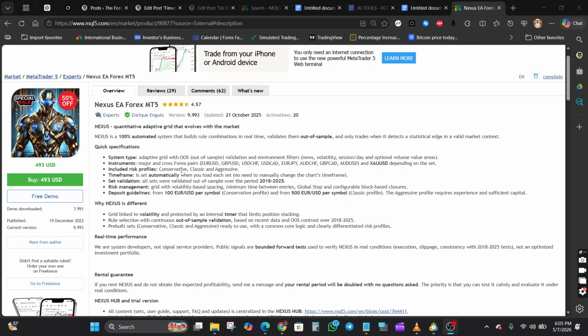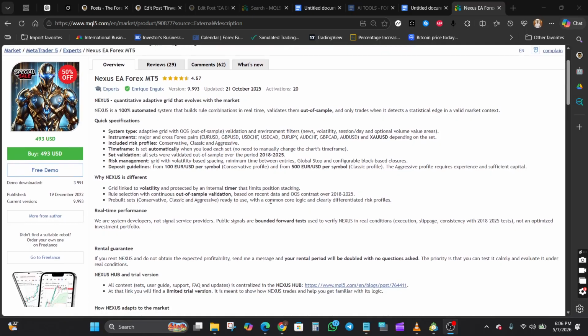Now, as at the time of recording, the Nexus EA is priced around 493 US dollars on the MQL5 marketplace, developed by Enrique Nguix. And one thing that immediately stands out is how heavily the developer focuses on adaptability and statistical validation rather than just showing aggressive equity curves.